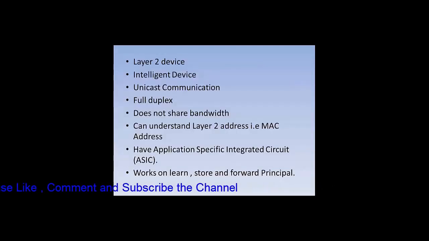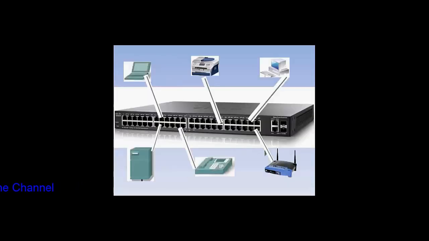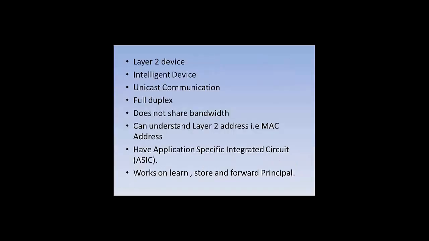It does not share the bandwidth. Hub always shares the bandwidth due to the shared medium, but switch does not have a shared medium. Each link has its own dedicated path. It never shares the bandwidth, so every device on the network gets dedicated bandwidth.